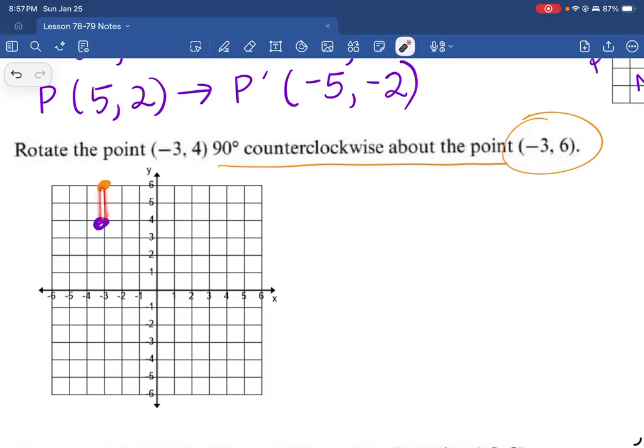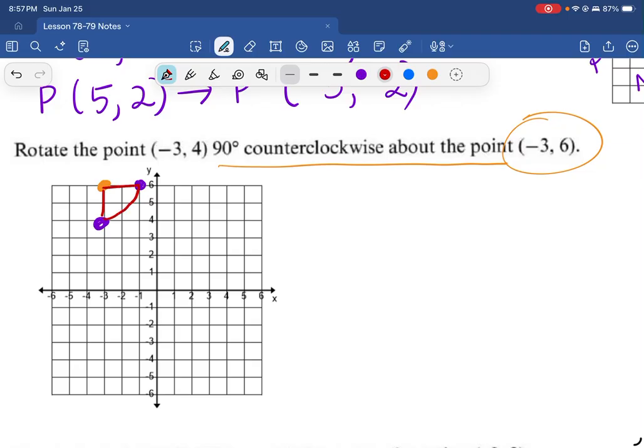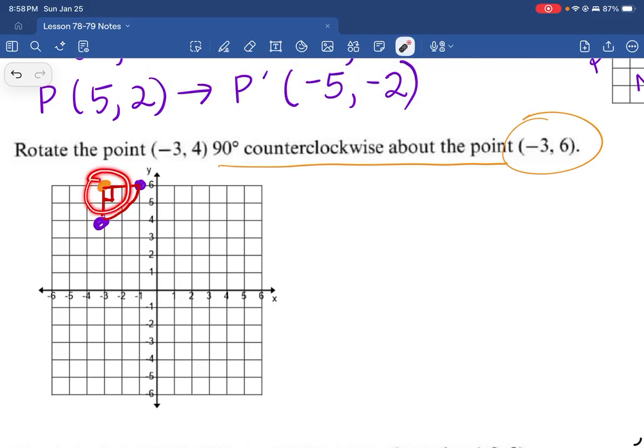So 2 times negative 2 is negative 4. Negative 4 minus 7 is negative 11. And then over here, we have 2 times 3, which is 6. 6 minus 8 is negative 2. So our answer is negative 11, comma, negative 2. That is where this point would land after being rotated 180 degrees around this point at negative 2, 3.